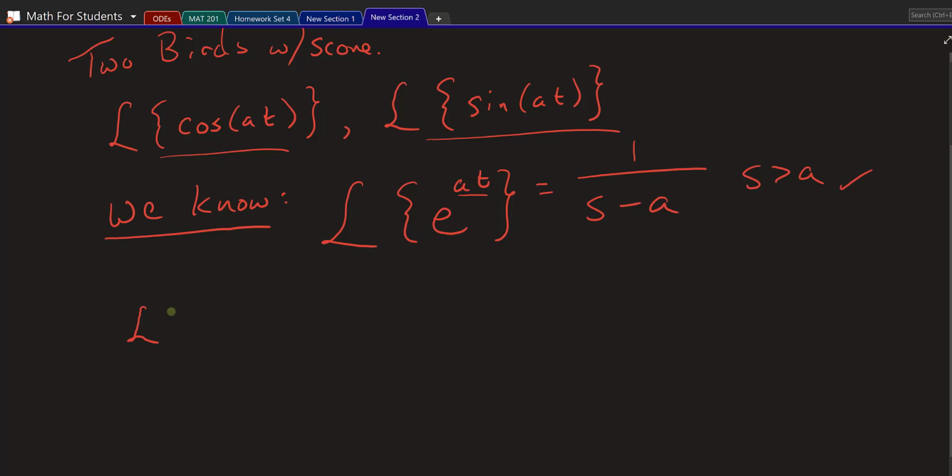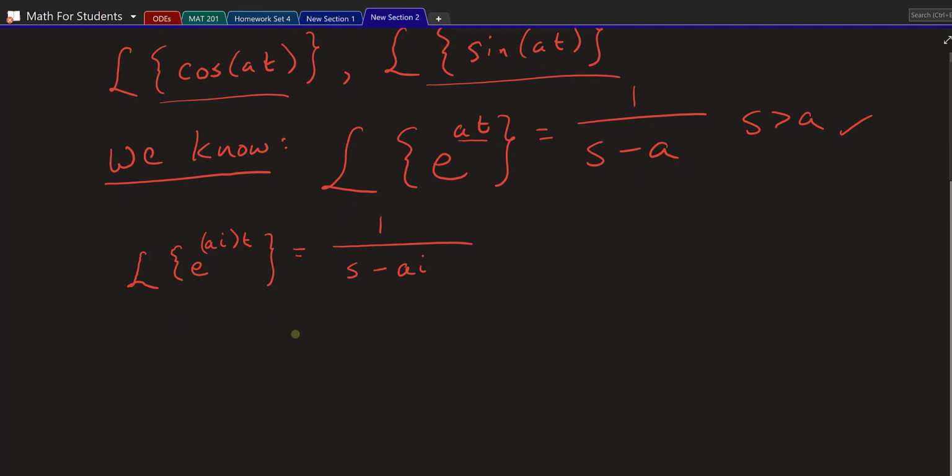So if we go ahead and take the Laplace transform of e to the ait, well, just following our work from before, this gives us 1 over s minus ai. And what I'd like to do is rationalize this, or get rid of the complex number in the denominator. The trick for changing a complex expression into a real expression is to multiply by the complex conjugate of that number. So we're going to multiply this by s plus ai over s plus ai.